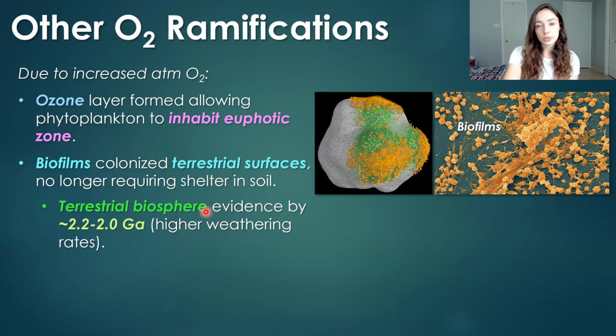There's evidence for a terrestrial biosphere, at least by microorganisms, in the way of higher weathering rates by 2.2 to 2 billion years ago, just after the oxidation event and formation of ozone.